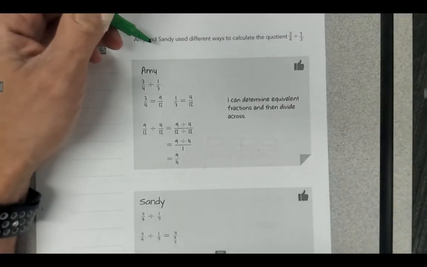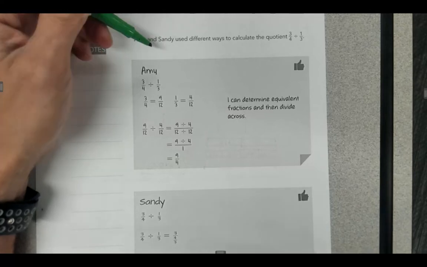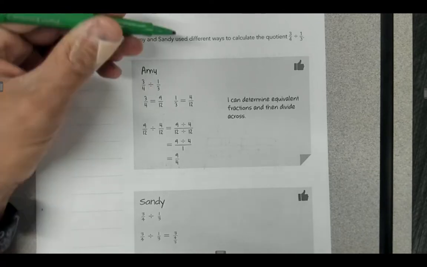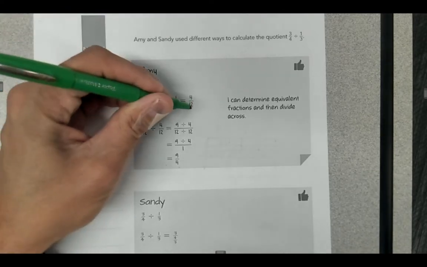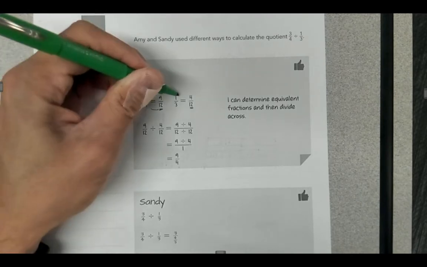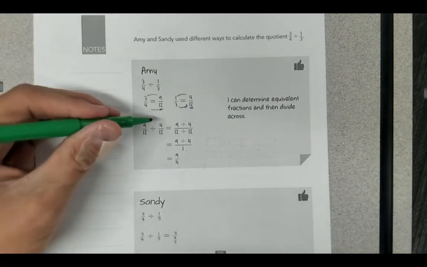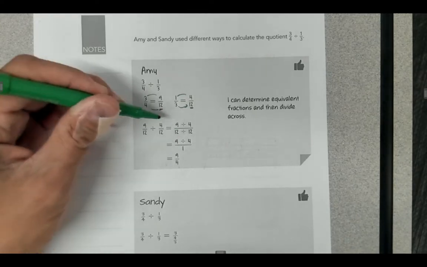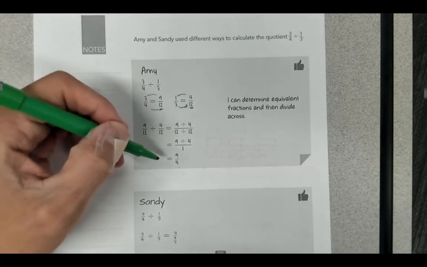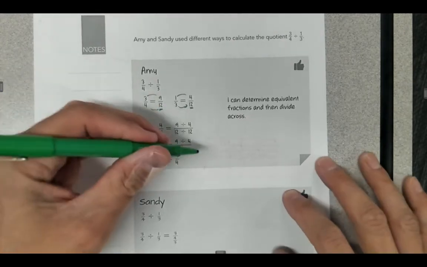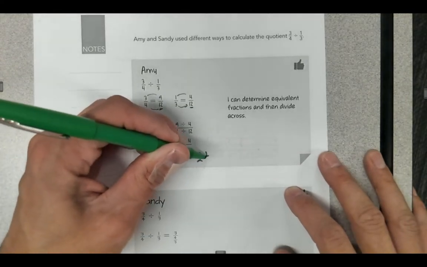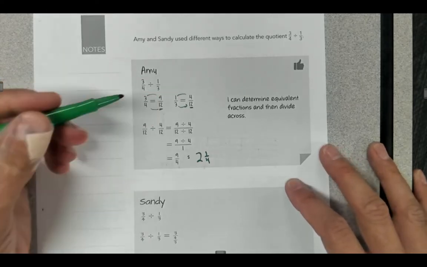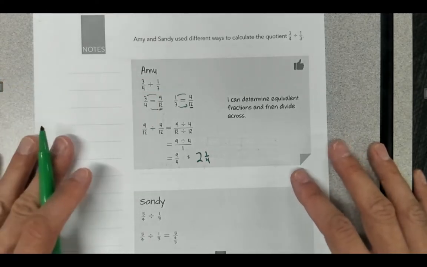Amy and Sandy used different ways to calculate the quotient, 3/4 divided by 1/3. So Amy first decided to make it so they both had equivalent denominators, a common denominator of 12, and she made equivalent fractions to get to 12. Okay, now that she had common denominators, she was able to make this work. So 12 divided by 12 is going to be 1, and then 9 divided by 4 is going to be 9/4. Okay, and 9/4 is the same as 2 and 1/4 if they're going to switch it into a mixed number. Okay, so you could make common denominators like what you're supposed to do when you add and subtract fractions.